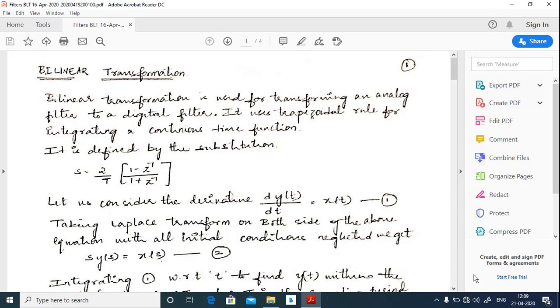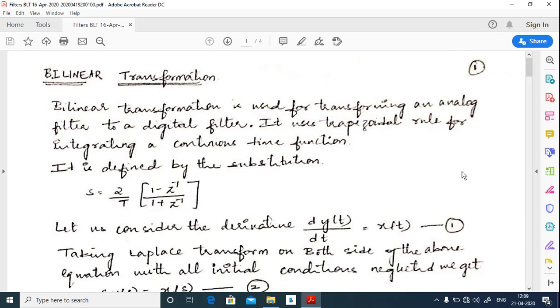Good morning. Today we are going to see one more technique on filters, particularly designing a digital filter wherein we'll use a transformation to convert an analog filter into a digital filter. That technique is the bilinear transformation technique.